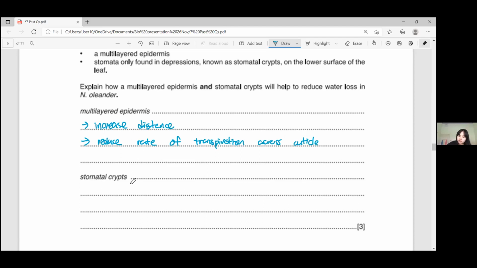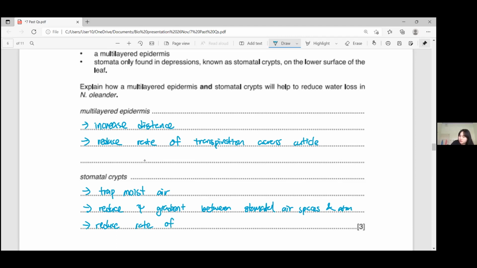And for the stomatal crypts, what we can write is that they trap the moist air in the atmosphere. As it traps the moist air, it reduces the water potential gradient between the stomatal air spaces and the atmosphere. And this also reduces the rate of transpiration through the stomata.